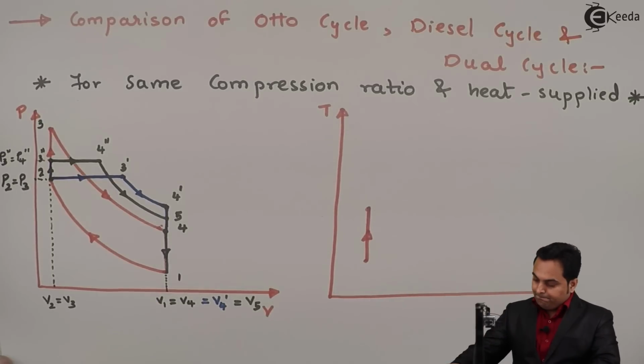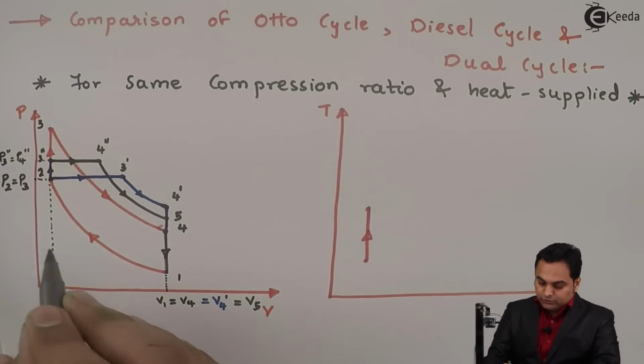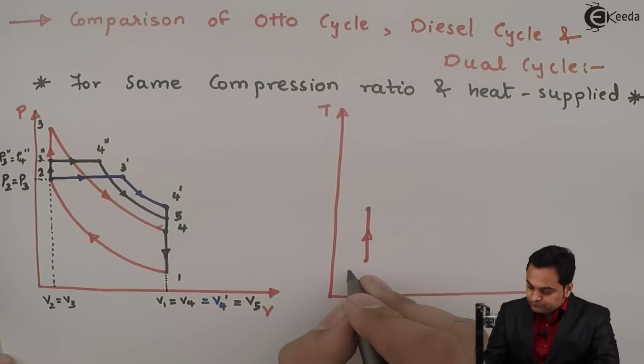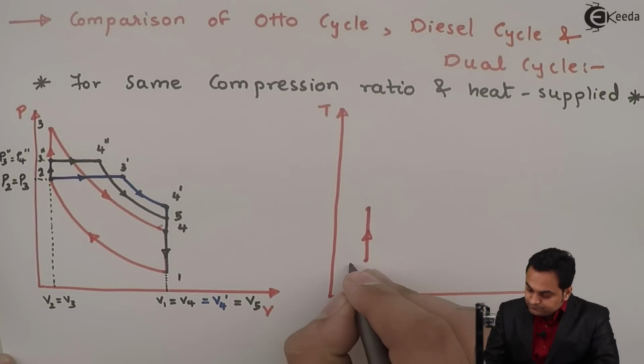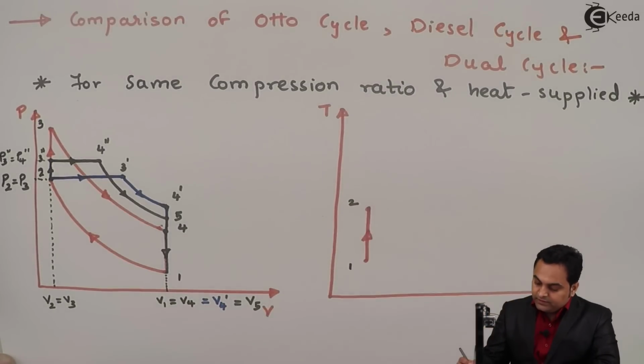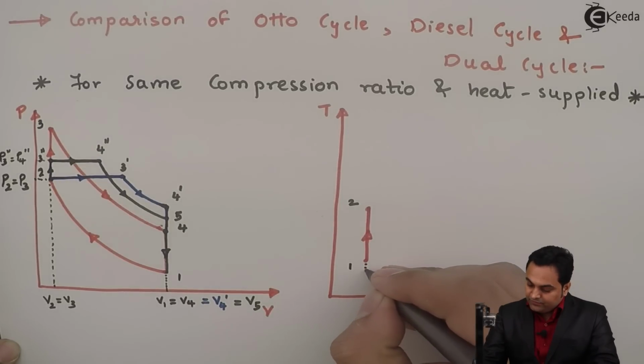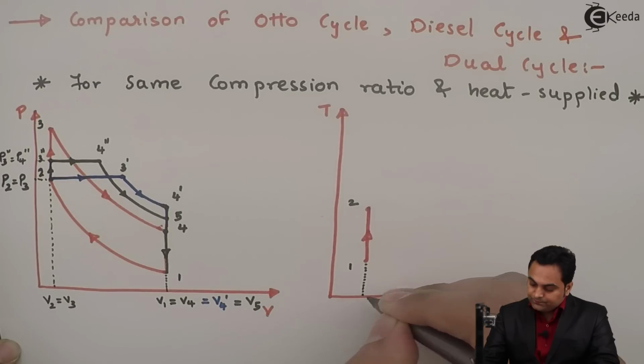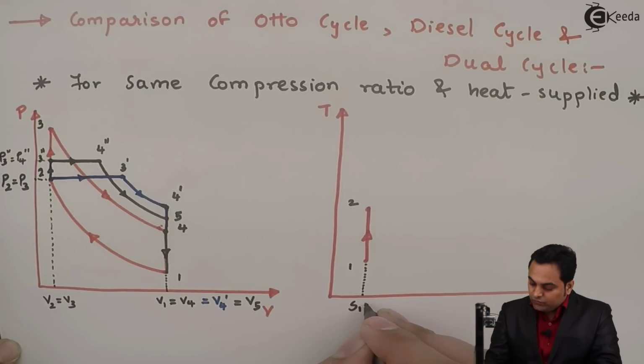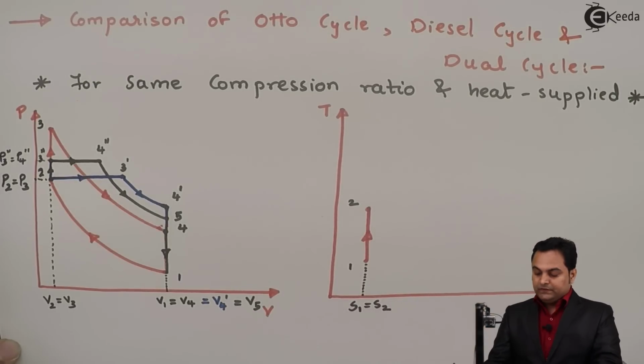So from 1 to 2, we have isentropic compression. It means entropy remains constant, that is S1 is equal to S2.